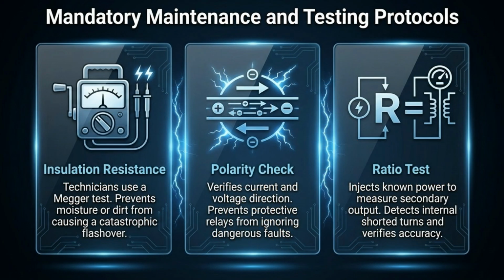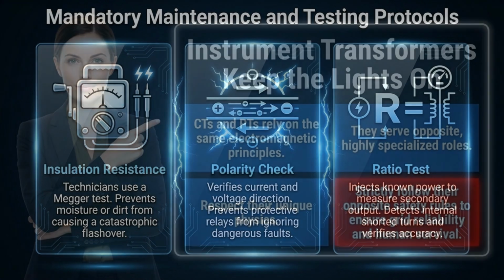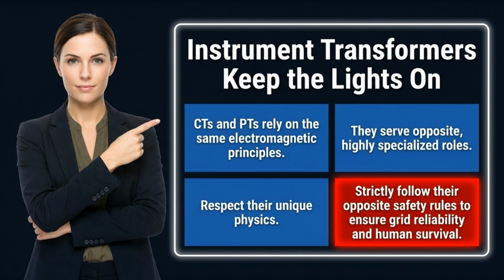Mandatory maintenance and testing protocols include insulation resistance using a Megger test to prevent flashover. Polarity checks verify current and voltage direction to prevent faulty relay operation. Finally, a ratio test detects internal shorted turns and verifies accuracy. Instrument transformers keep the lights on.